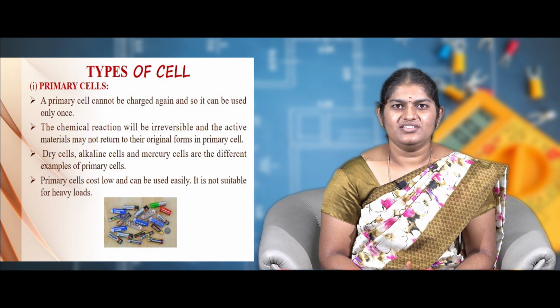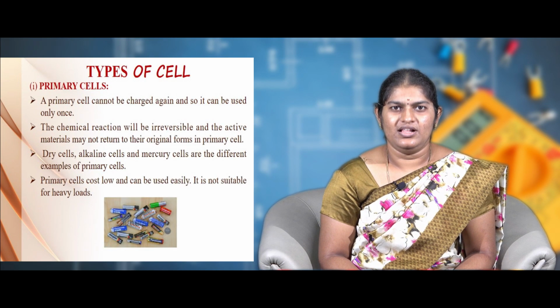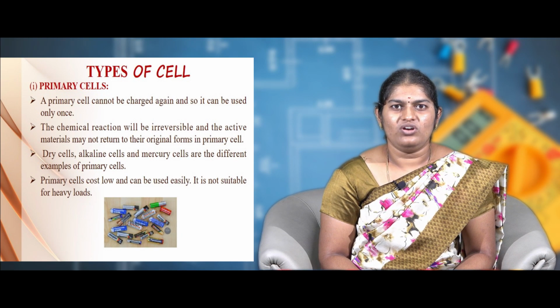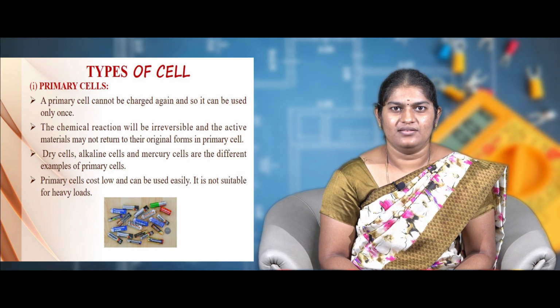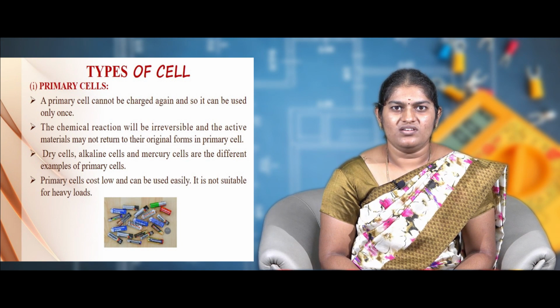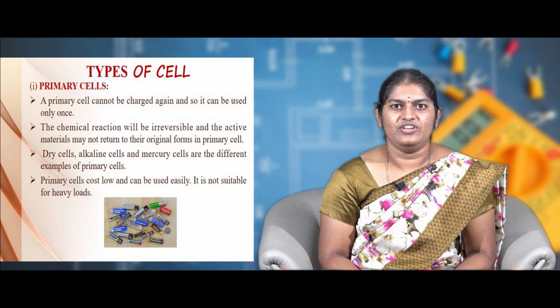Next we are going to discuss what is meant by a primary cell. A primary cell is a cell which cannot be recharged again. It can be used only once. The chemical reaction is irreversible. The active material may not return to its original state in a primary cell. Dry cell, alkaline cell and mercury cell are examples of primary cells. The primary cell is low cost and can be used easily. They are not suitable for heavy loads.